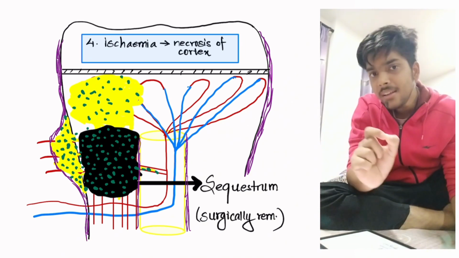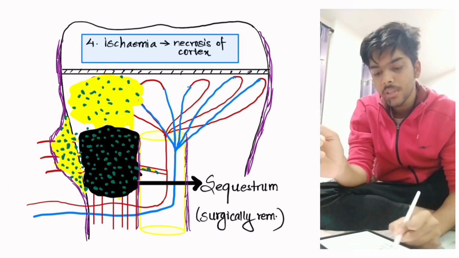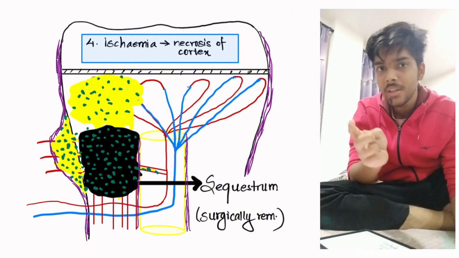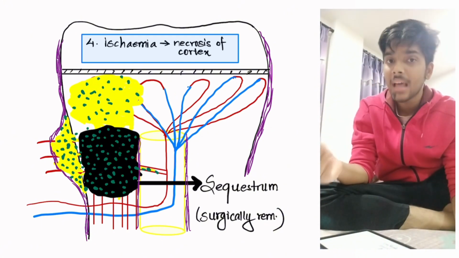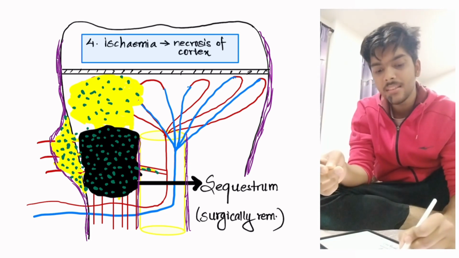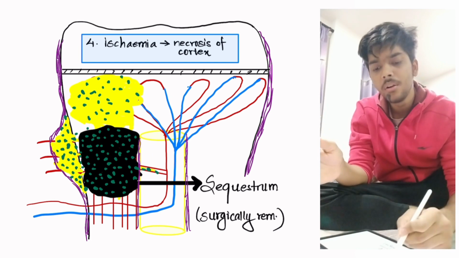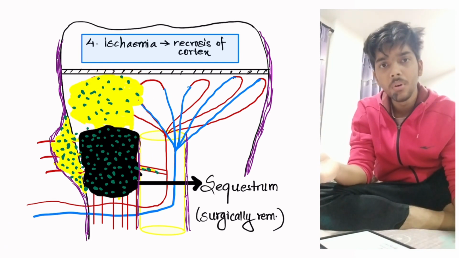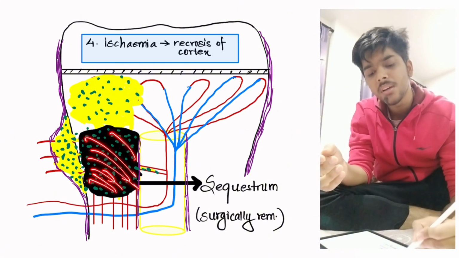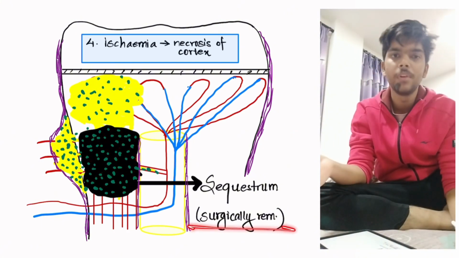Now, you can't give antibiotics to cure sequestrum. The reason being, antibiotics need a route to reach the site of infection, and that route is blood vessels. But the blood vessels in this region are completely destroyed due to pus. So antibiotics can't reach sequestrum. So the only way to remove sequestrum is by surgically removing it.